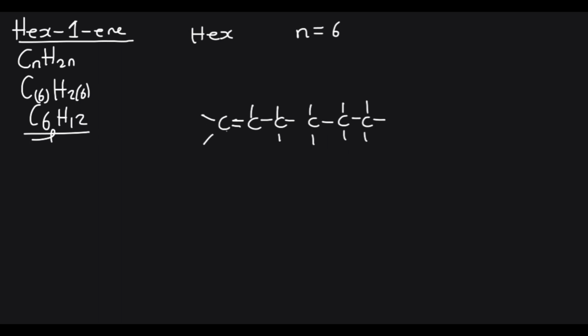Then let's put the hydrogen. So we'll have 1, 2, 3, 4, 5, 6, 7, 8, 9, 10, 11, 12. So this is our 12 atoms of hydrogen. Now, away from how to write the molecular and structural formula, let's move on.